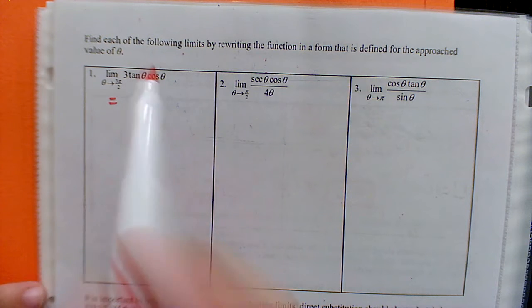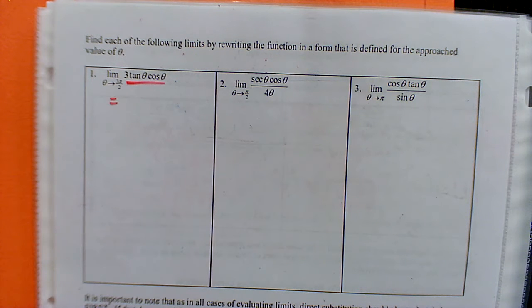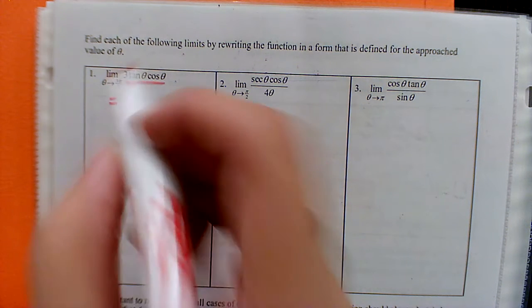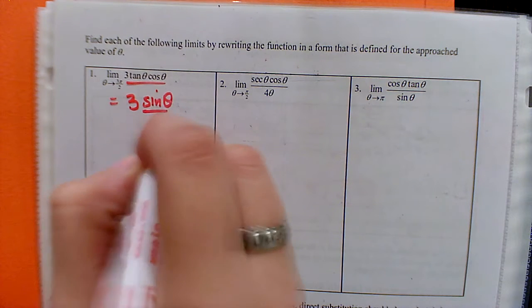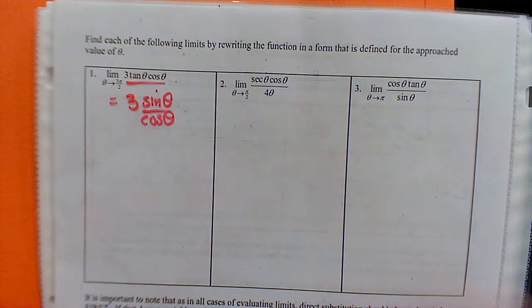Okay, so maybe rewriting this would help us. Is there anything you want to do? Can we rewrite trig functions? Maybe tangent specifically, yeah? You could have 3 sine over cosine. Okay, so we have 3 sine over cosine instead of tangent.